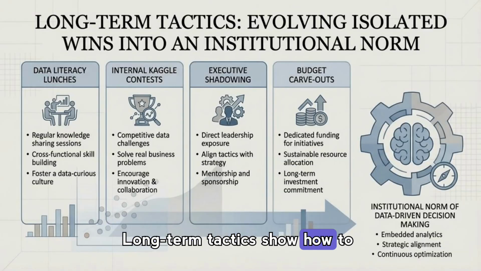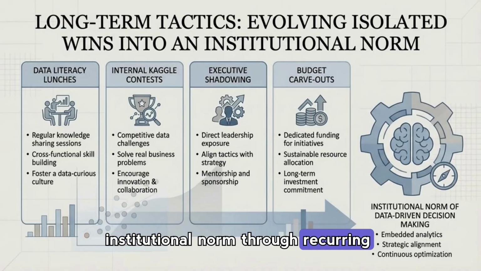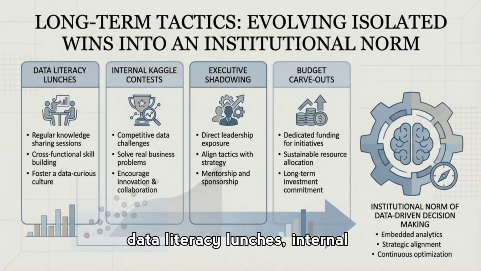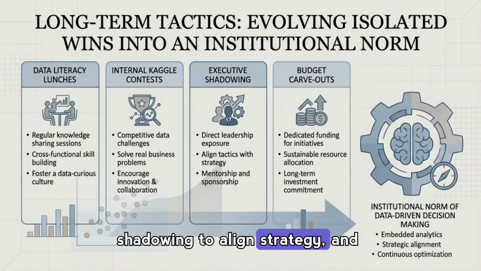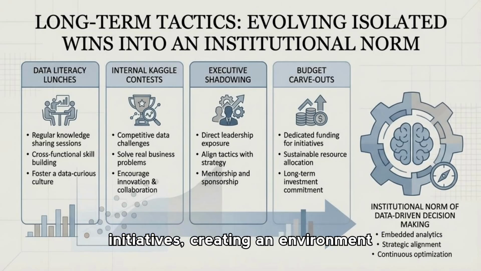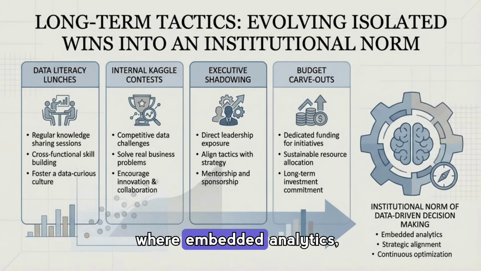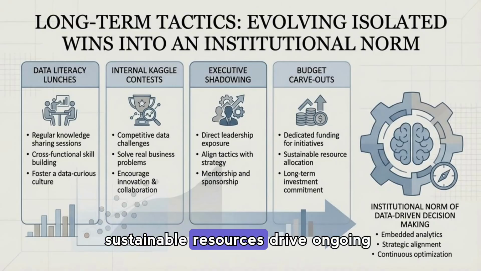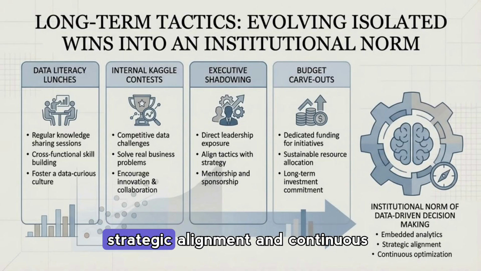Long-term tactics show how to evolve isolated wins into an institutional norm through recurring data literacy lunches, internal analytic contests to encourage experimentation, executive shadowing to align strategy, and dedicated budget carve-outs to fund initiatives, creating an environment where embedded analytics, leadership sponsorship, and sustainable resources drive ongoing strategic alignment and continuous optimization.